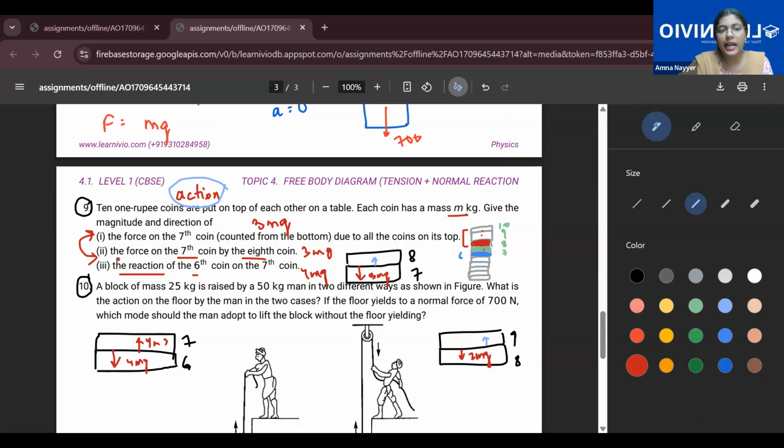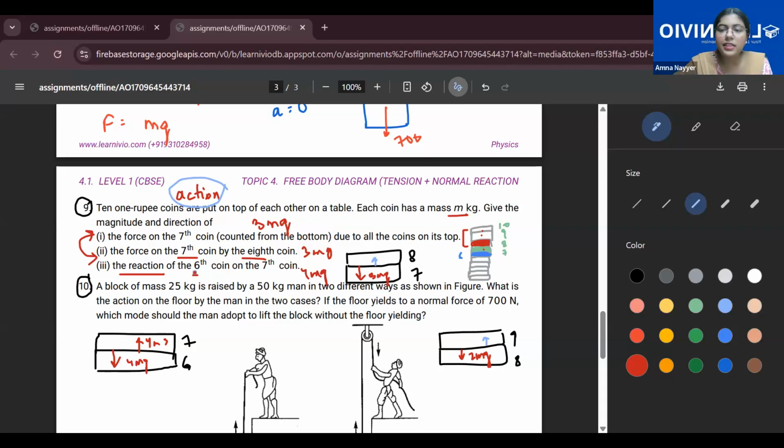It also asks what's the force on the seventh coin by the eighth coin. The eighth coin is not just a separate coin. It will exert whatever forces are on top of it. The eighth will only pass that on. So these two are the same question: due to all the coins on its top or due to the eighth one, ultimately the eighth one is delivering 3 mg force on the seventh one. So this is 3 mg.